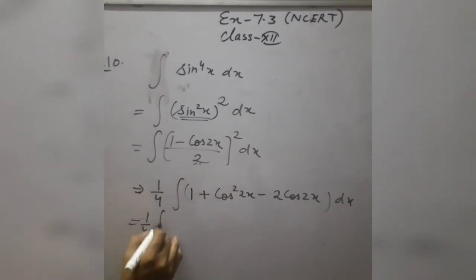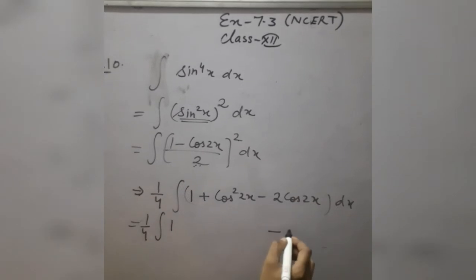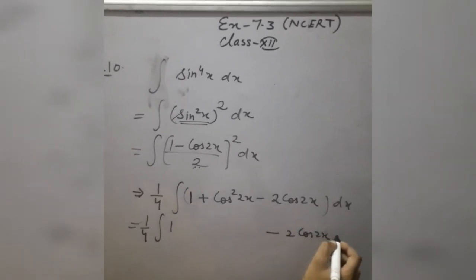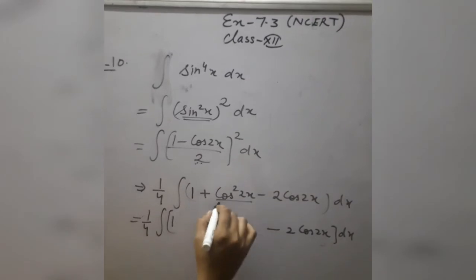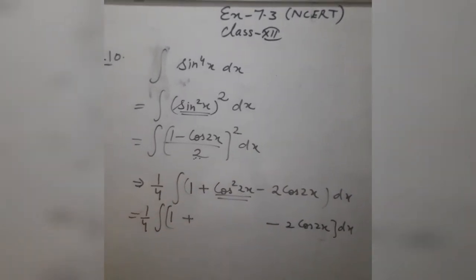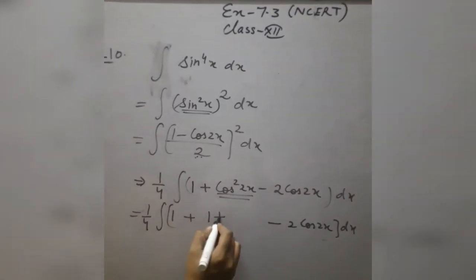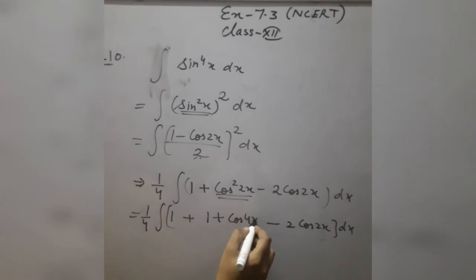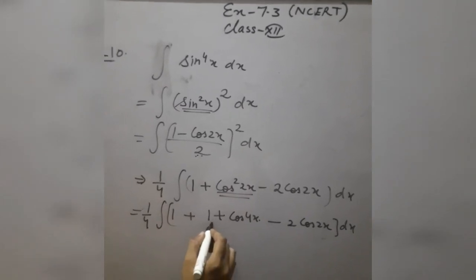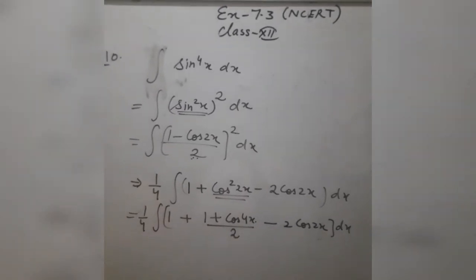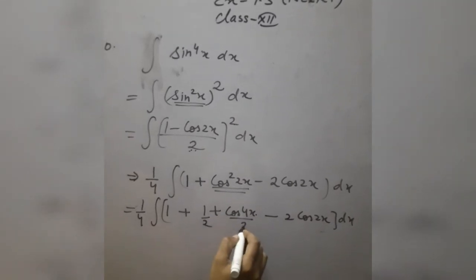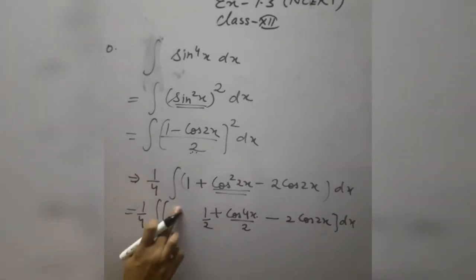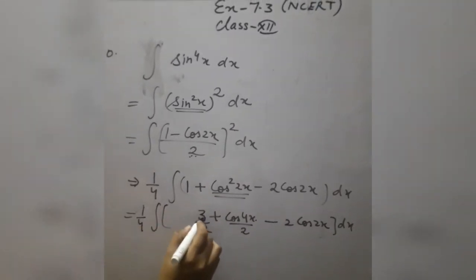This 1 by 4 remains as it is, 1 remains as it is, this minus 2 cos 2x also remains as it is. Now in place of cos square 2x, we will use the formula of cos 2x. It can be written as (1 plus cos 4x) divided by 2. Now here this can be written as 1 by 2 plus cos 4x by 2. 1 plus 1 by 2 becomes 3 by 2.